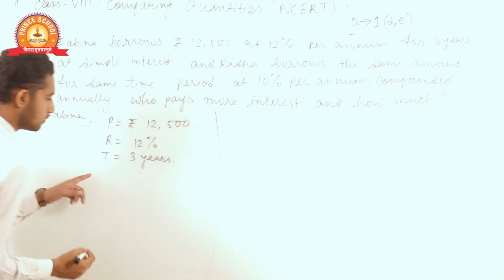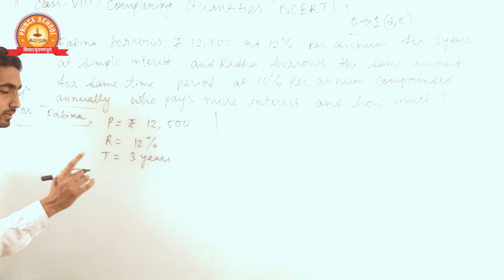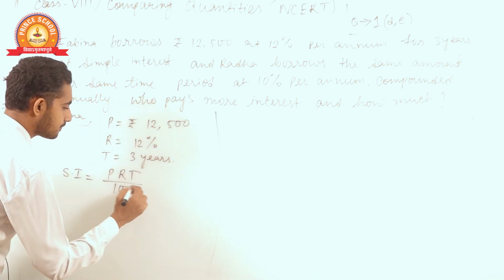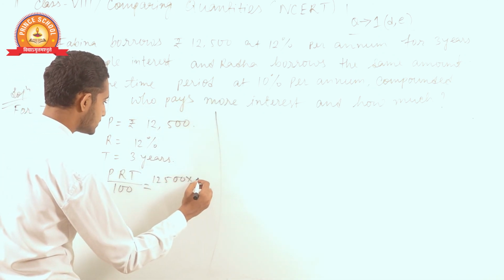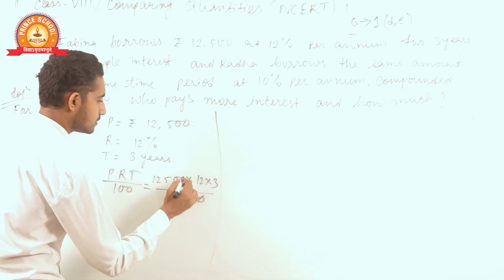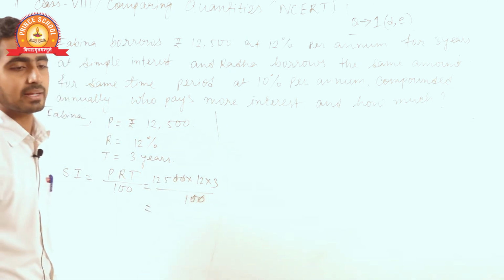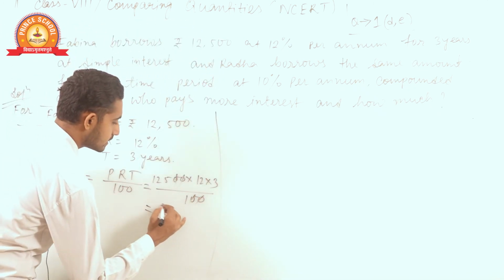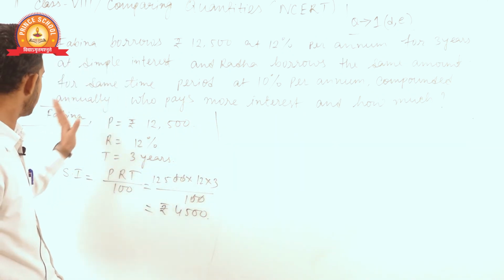Okay. Now what is the formula of SI? We have to find out simple interest. SI is equal to PRT upon 100. So P is equal to how many? 12,500, R is equal to 12, T is equal to 3, upon 100. Now see, the zeros cancel out. Okay. Now 125 multiply 12 multiply 3. Our answer is how many? 4500 rupees. Very simple answer. This is SI in case of Fabina.